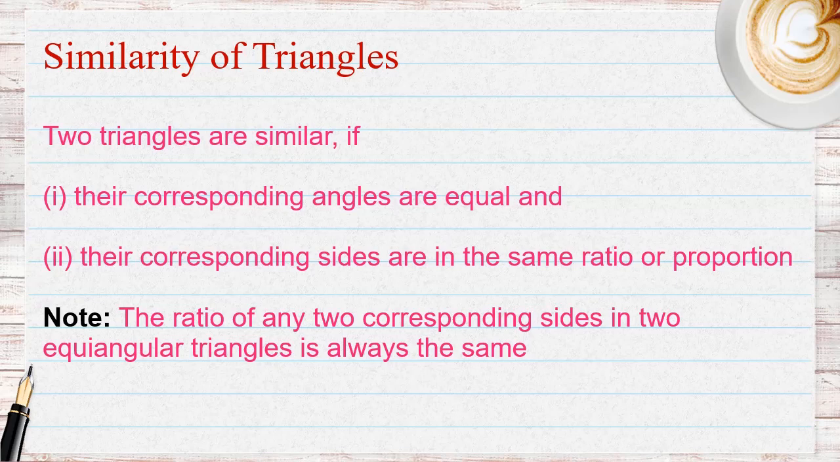Before discussing the BPT theorem, try and understand the concept of similarity of triangles. Two triangles are similar if, first point, their corresponding angles are equal, and second point, their corresponding sides are in the same ratio or proportion. Note, the ratio of any two corresponding sides in two equiangular triangles is always the same.